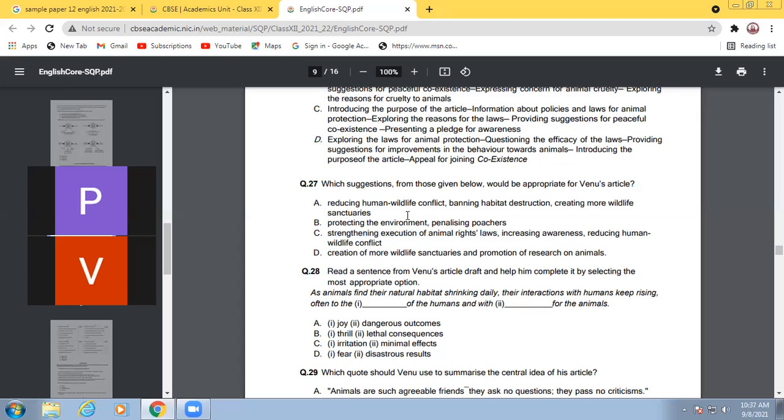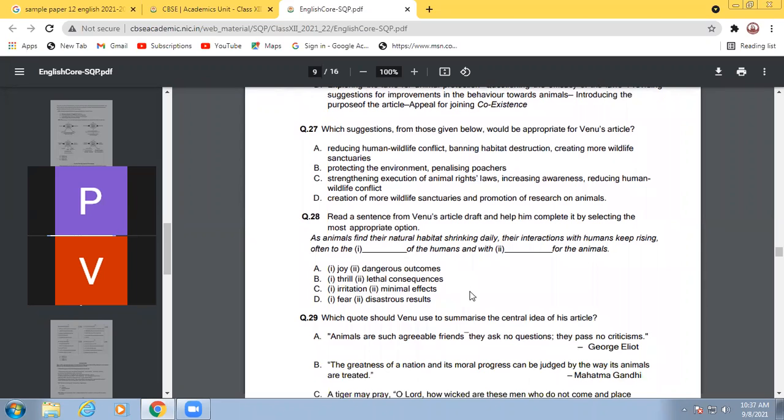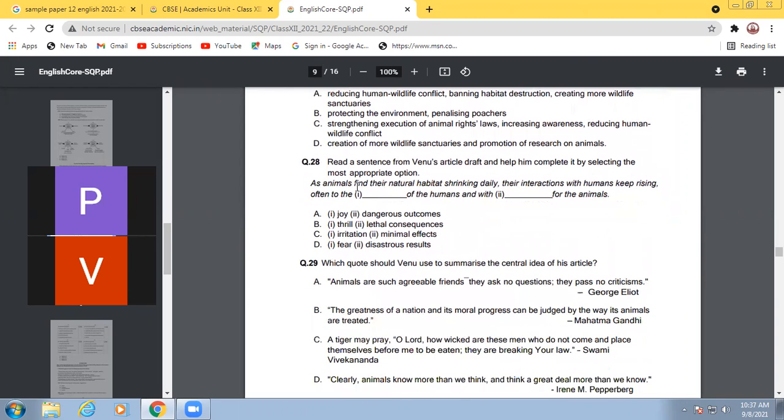Apart from this, you can have all these points: increasing awareness, reducing human wildlife conflict, protecting the environment, penalizing poachers. Penalizing poachers is a part of laws. Got it? When you talk about the laws, there are so many things, and even banning habitat destruction comes under it. So when you talk about the law, hundreds of laws come in one point. So C option is the law. That is how you have to think about the correct option.